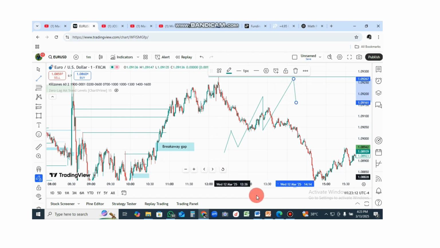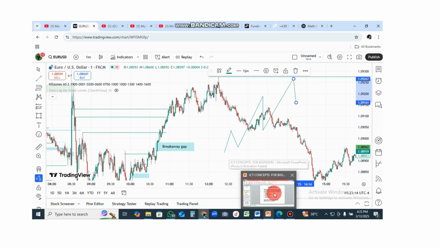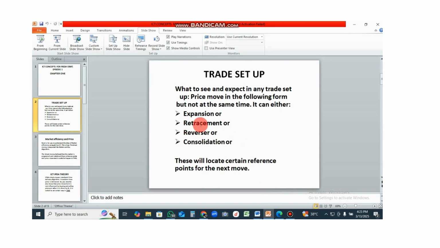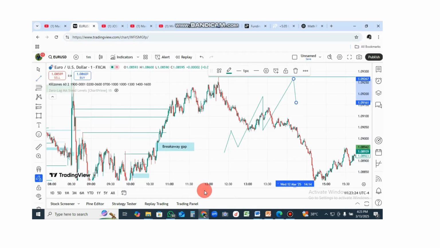Quickly, when we have that, the next thing is we'll talk about expansion and retracement at the same time. When price wants to reverse and consolidate, let me quickly explain that again with the chart. I'm going to be showing you in the chart. So, retracement.